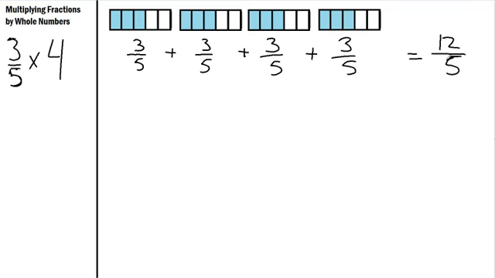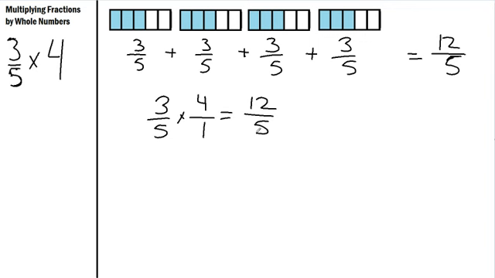There's one other method that people use to get this. They sometimes think of it as 3/5 times 4, and sometimes people will put 4 over 1 whole. So they'll think of this as 3/5 times 4 over 1. We multiply across the top, and we come up with 3 times 4 is 12, and 5 times 1 is 5. So 3/5 times 4 is 12/5.